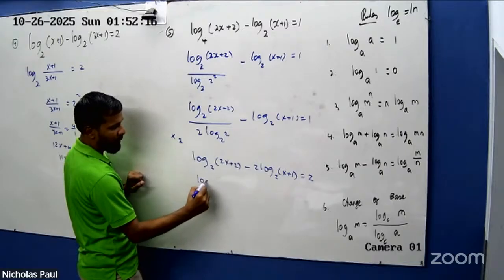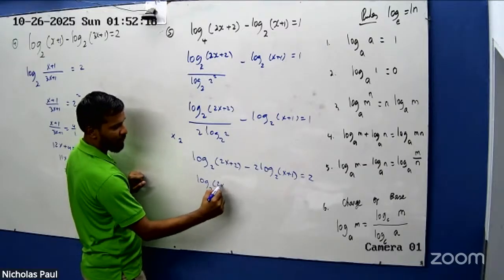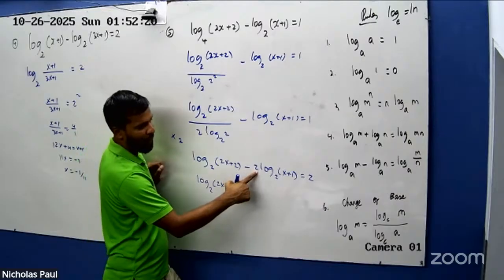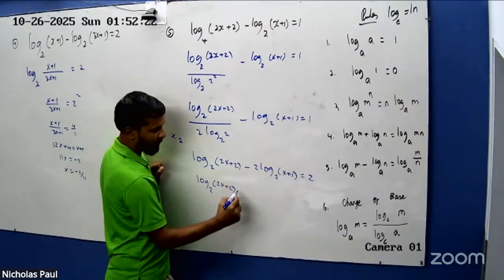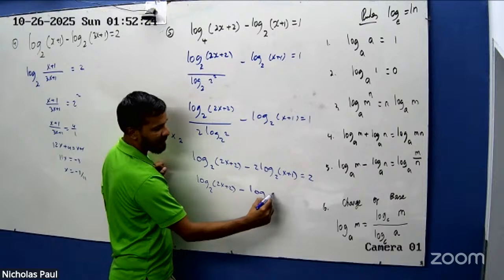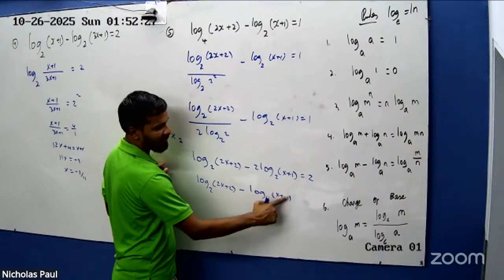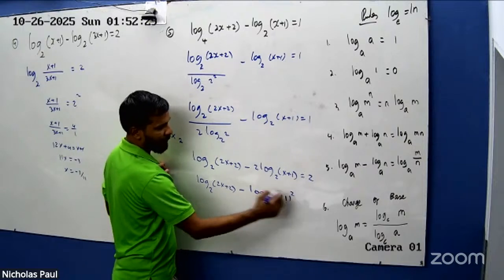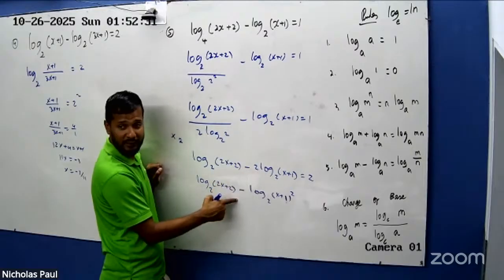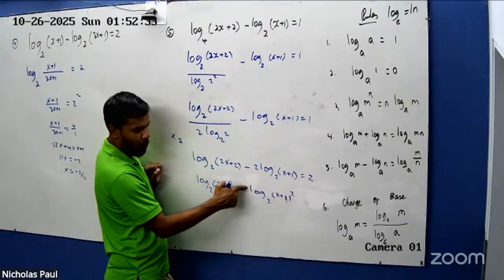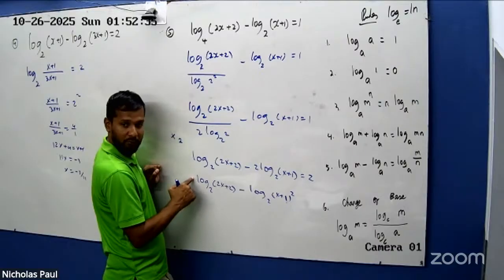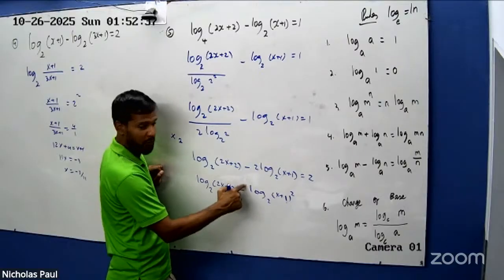Now I'll get log to the base 2. What do I do with the 2? Bring it in front, right? I can't apply the rules as yet, right? Because it must be coefficients of 1, coefficients of 1. So because of that 2, I'm bringing it here.